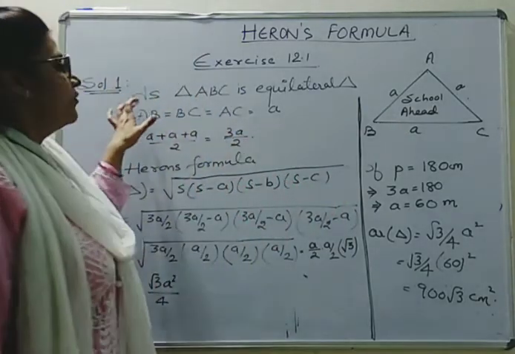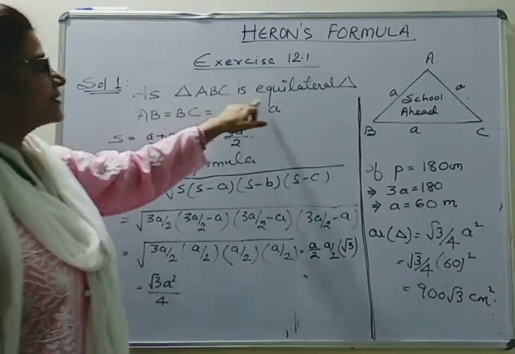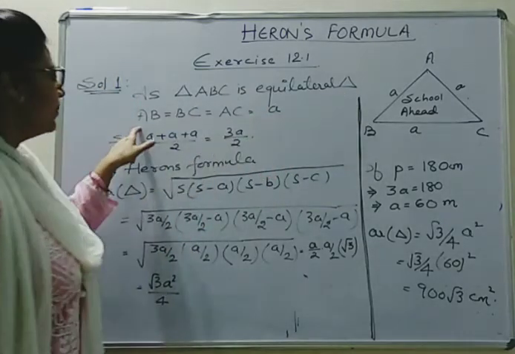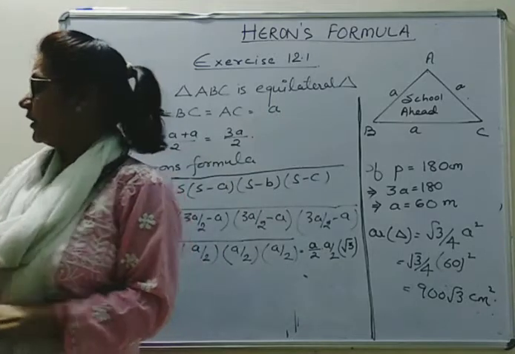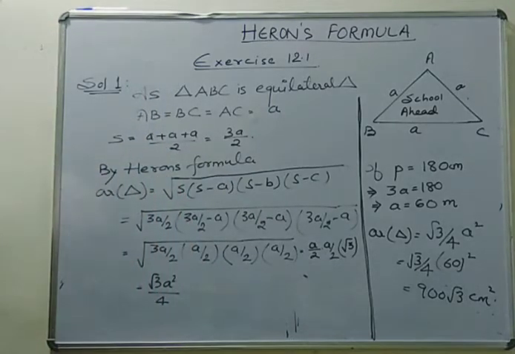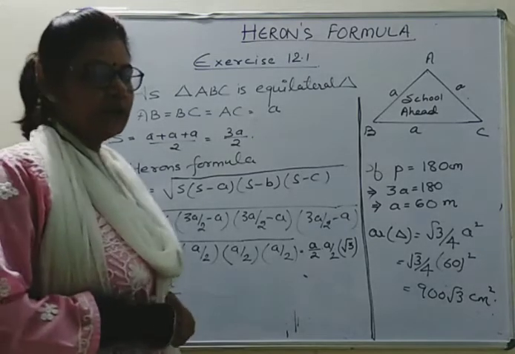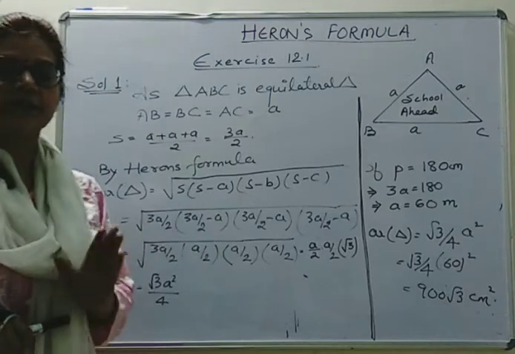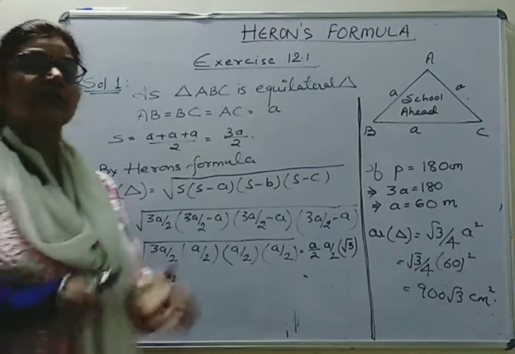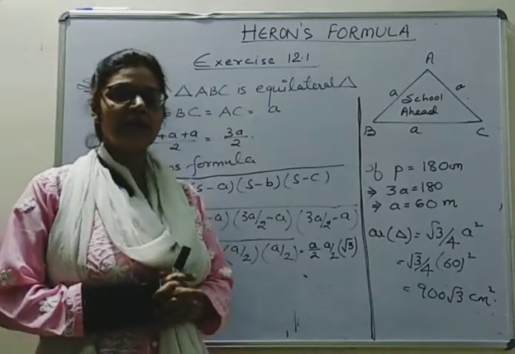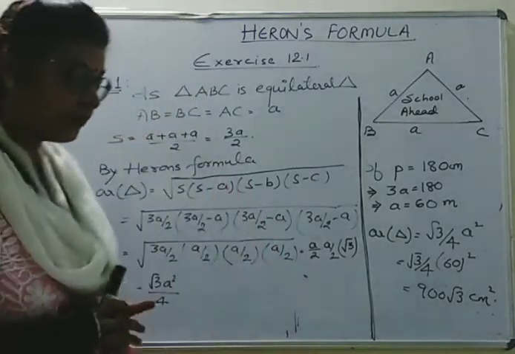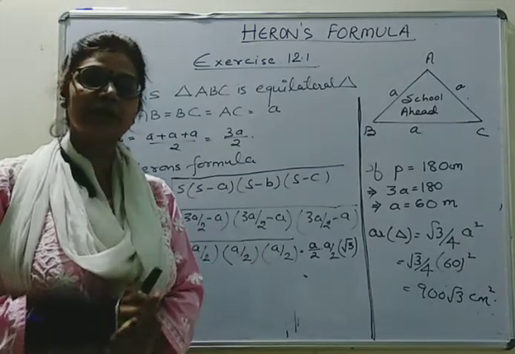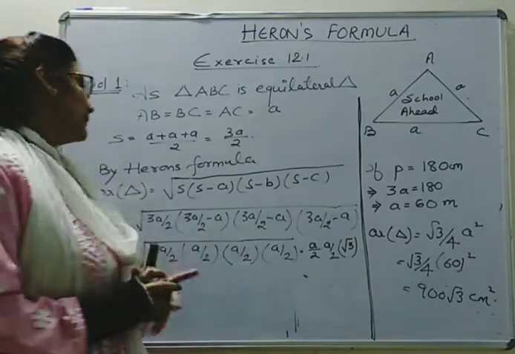So as we know that triangle ABC is an equilateral triangle, so AB is equal to BC is equal to AC is equal to A. Now in the question it is asked, find the area of the signal board. So what is our first question? Find the area of the signal board. When do we have to find it? When its side A is given and it is an equilateral triangle, so we have to calculate it. Okay? So our first question is to find the area of the equilateral triangle with side A.